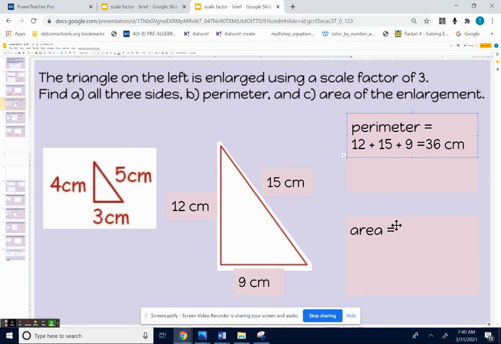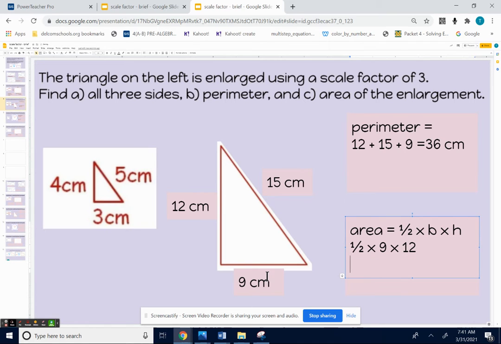Okay, to find the area. Now this is a triangle. To find the area of a triangle, remember that's 1/2 times the base times the height. Remember, the base and the height are the 2 sides that form the right angle. So the 9 and the 12 would be considered the base and the height. So we need to take 1/2 times the base of 9 times the height of 12.